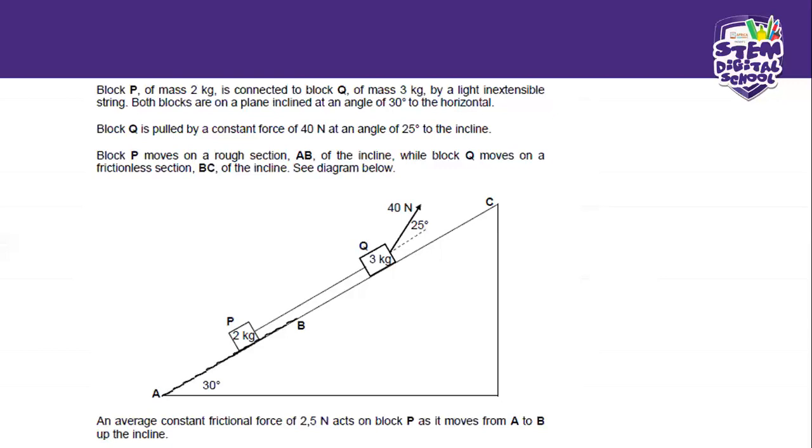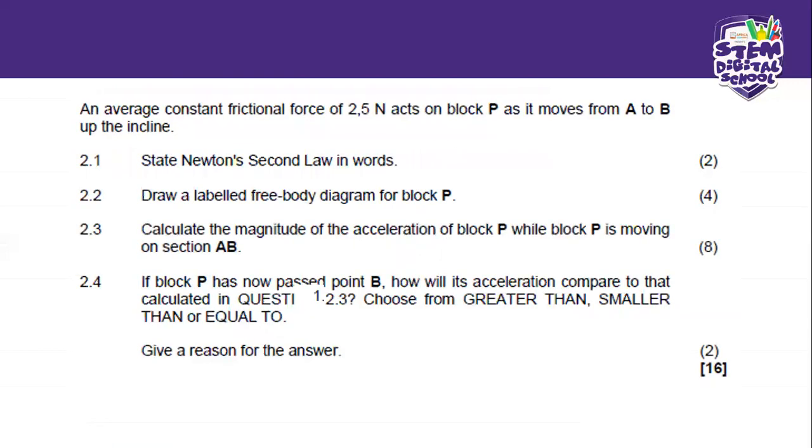An average constant frictional force of 2.5 newton acts on block P as it moves from A to B up the incline. So now we come to our questions on question 2.1. Number 2.1: state Newton's second law in words.